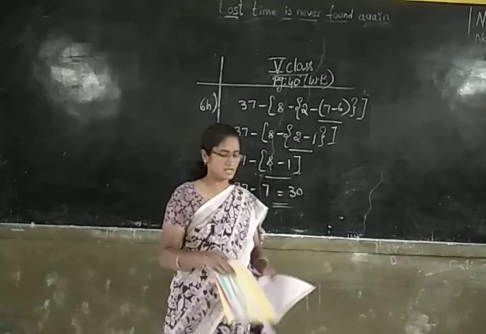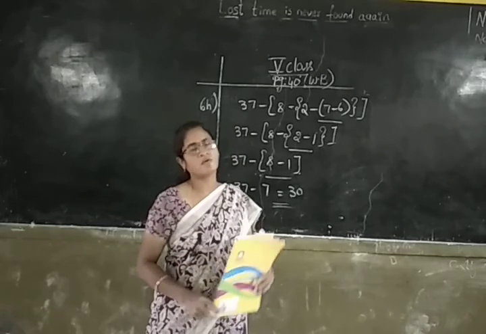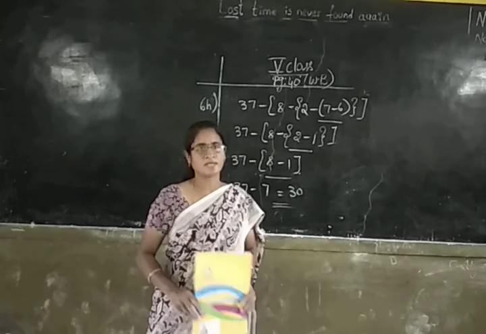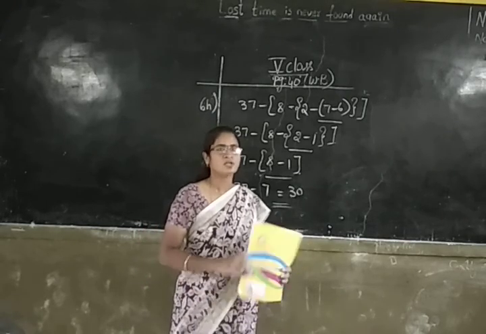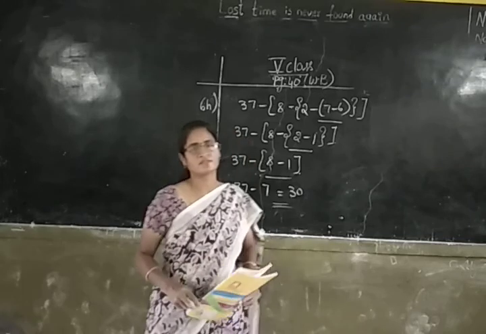Okay children, did you understand? All of you do the 7th question for homework. The 7th question is you have to place true or false for the given statements. Okay children? So you all have to solve the 7th question for homework.